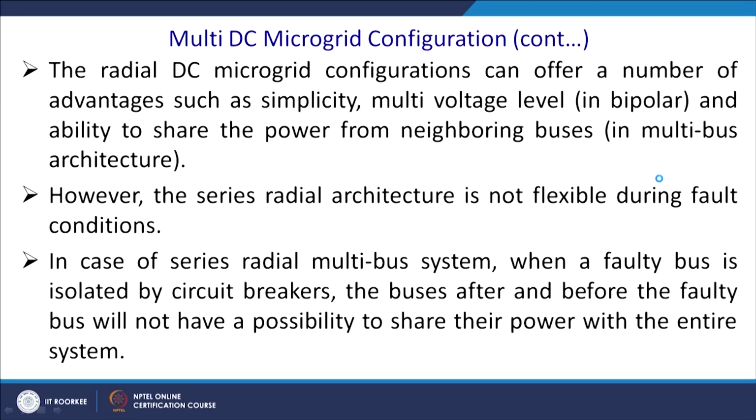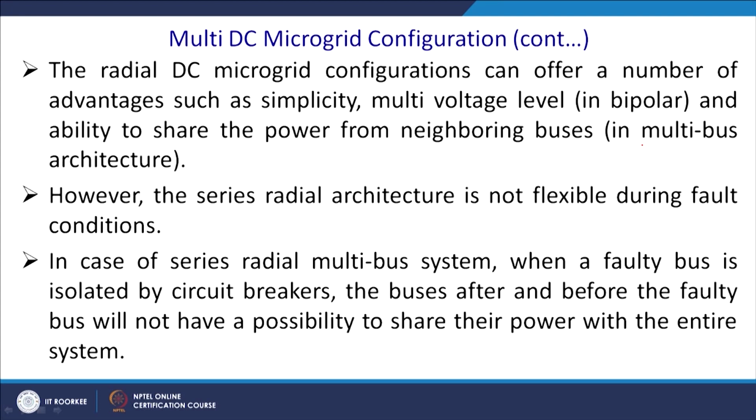So, this is all about the radial. Please understand there are many microgrid meshes also. The radial DC microgrid configuration can offer a number of advantages, such as simplicity, because it is very simple as you can see, multiple voltage levels in the case of bipolar, and the ability to share power from neighboring buses in the case of multi bus architectures.